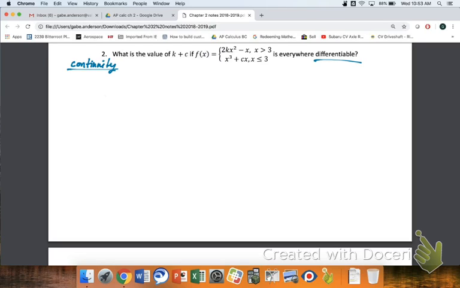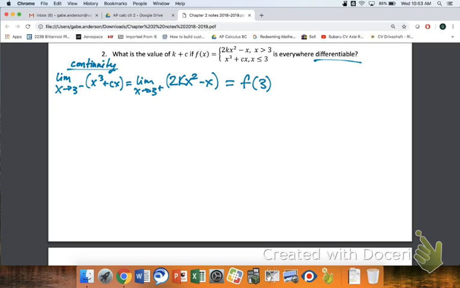One-sided limits. That's right. So one-sided limits, and the number I care about is 3. So I'm going to write the limit as x approaches 3 from the left. And from the left, would that be the cubic or the quadratic? It's the cubic. Yep. So it'd be x cubed plus cx. That's supposed to equal the limit as we approach 3 from the right of the quadratic, which is 2k x squared minus x. And that's supposed to equal f of 3. So that's your standard continuity statement. I'm trying to show you really good notation. I'm not trying to cut any corners here.